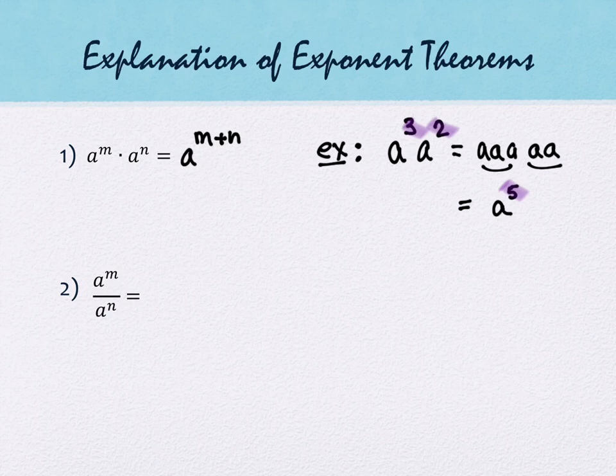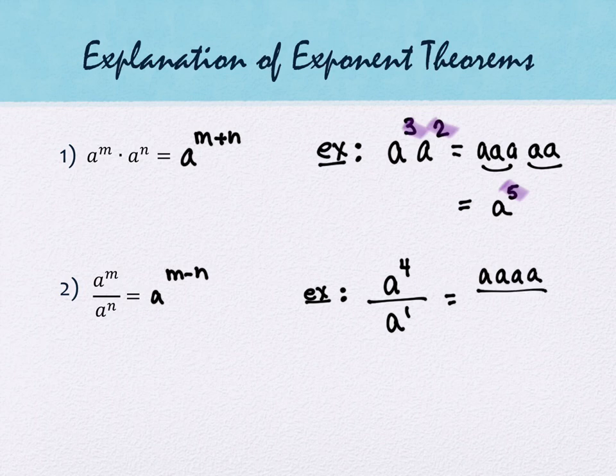Okay, the next one was supposed to be subtraction. So again, we're going to use these small numbers. I'm going to use a to the 4 on top and a to the 1 on bottom. Definitionally, a to the 4th means 4 a's. A to the 1st means 1 a. What do you do from a fraction sense when you have a times a times a times a over a?